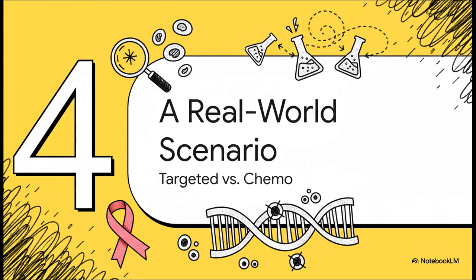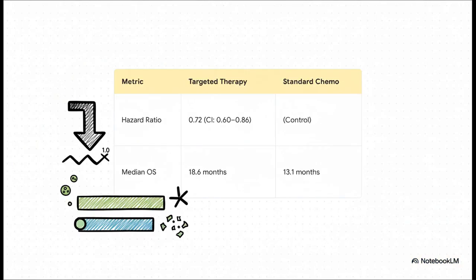All right, enough with the theory. Let's make this real. We're going to take everything we just learned and apply it to an actual scenario from a breast cancer trial. In this case, it was a new targeted therapy going up against standard chemotherapy. Okay, so here are the results. Let's walk through it. The hazard ratio is 0.72. First check, does the confidence interval cross 1.0? It's 0.60 to 0.86, so no, the whole range is below 1.